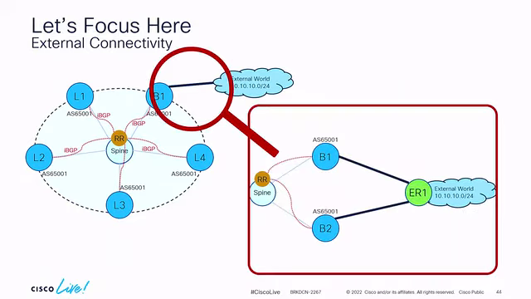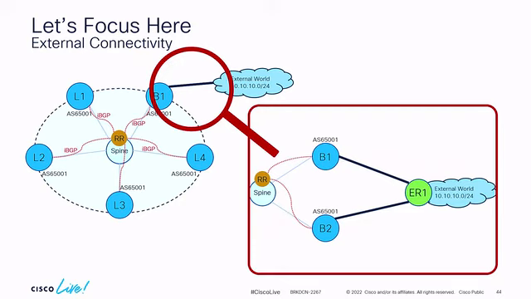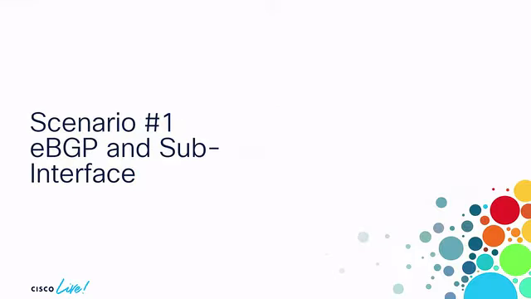What we're going to focus from here on is just that little part, the border to the external world, because that's where the interaction between two different worlds happens. A redistribution or re-advertisement, a reorigination of different protocols, different caps. So that's where we are, right? Connection to the external world. And I have three scenarios for you. First one is eBGP and subinterface.